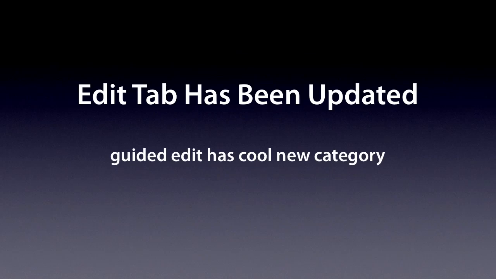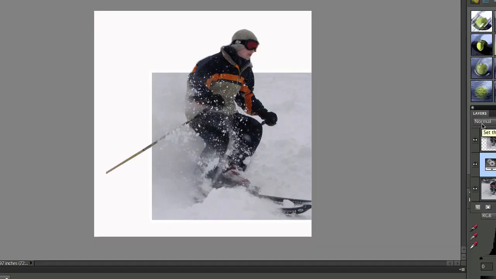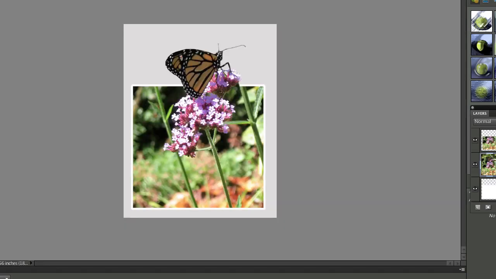The Guided Edit tab has a cool new category called Fun Edits. There are 5 different fun edits. There's one called Out of Bounds, which lets you pop a portion of the photo out like this, and like this. This is what it looked like before, and this is it with the Out of Bounds feature. There's also a groovy one called Pop Art that gives you this Andy Warhol look.